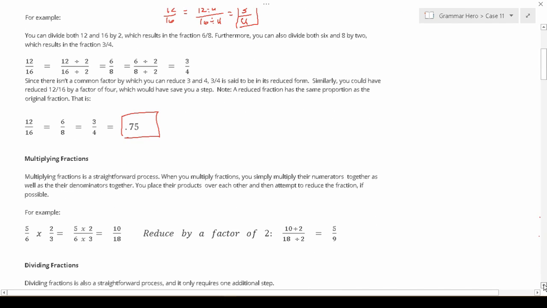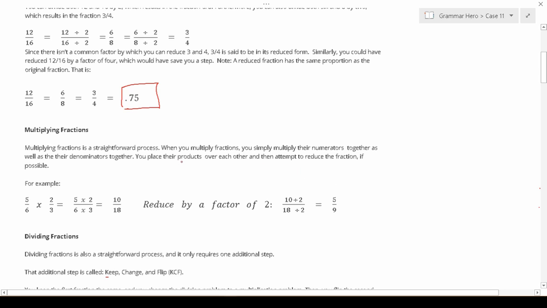Okay, let's talk about multiplying fractions. Multiplying fractions is a pretty straightforward process. When you multiply fractions, you simply multiply the numerators together, multiply the denominators together, and then reduce if possible. So let's take a look at an example here. Let's do 5/6 times 2/3. Again, multiply fractions. You do 5 times 2, 6 times 3, so that looks like this.